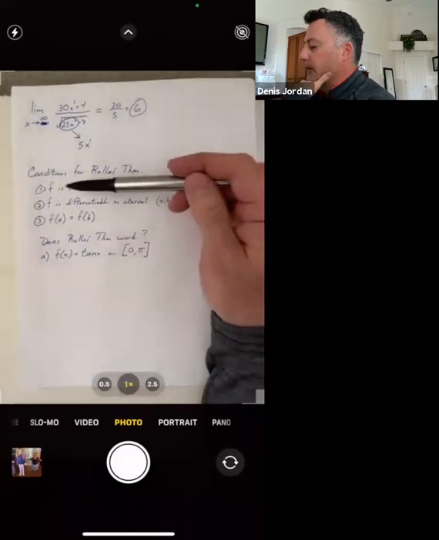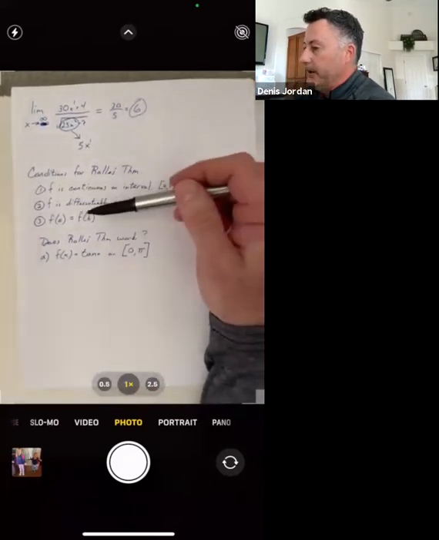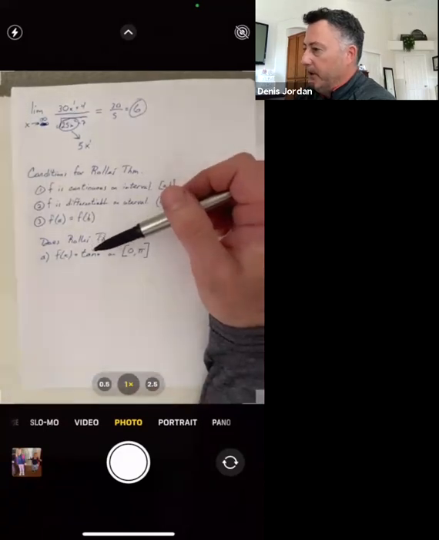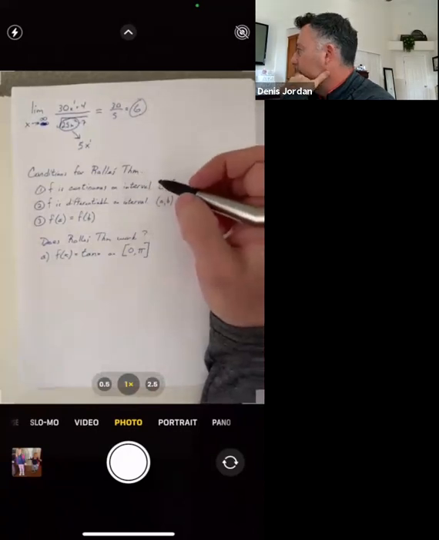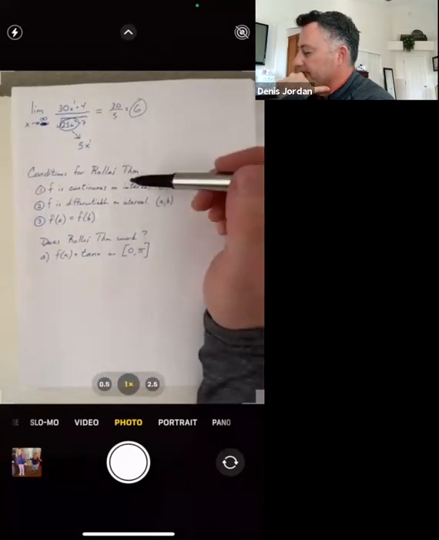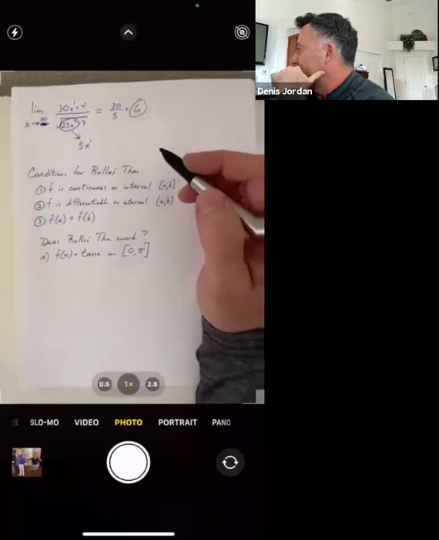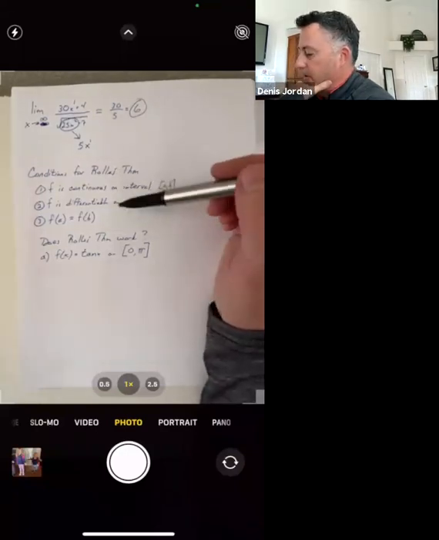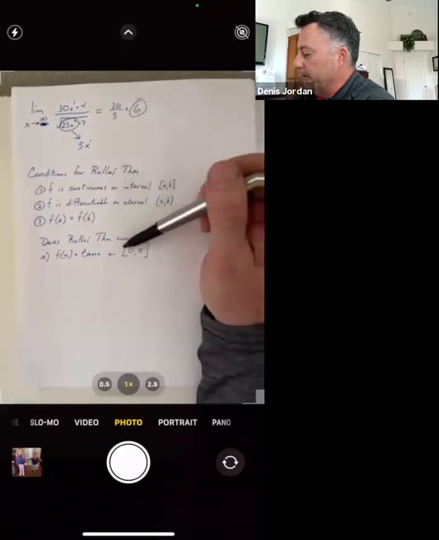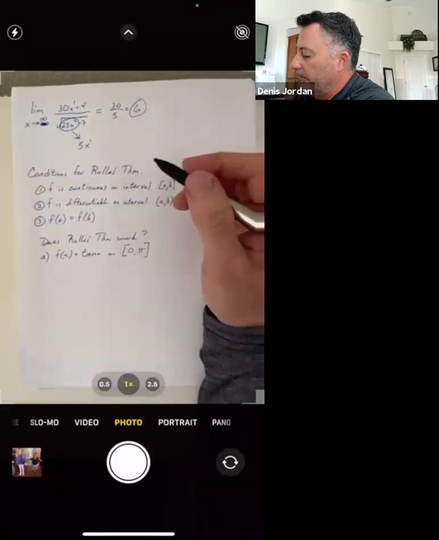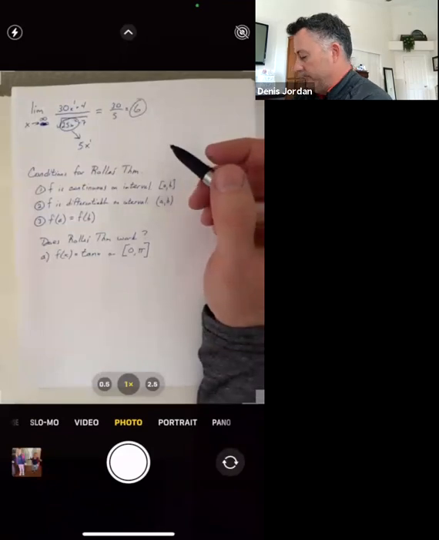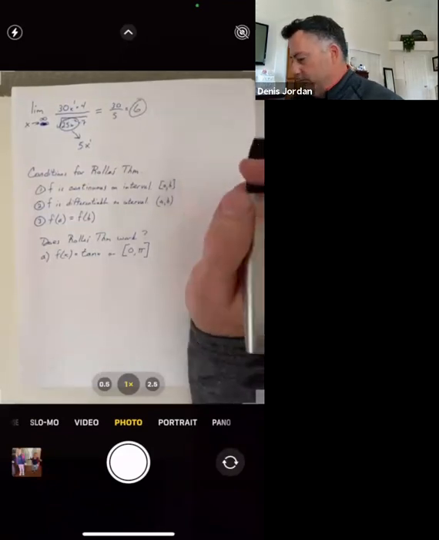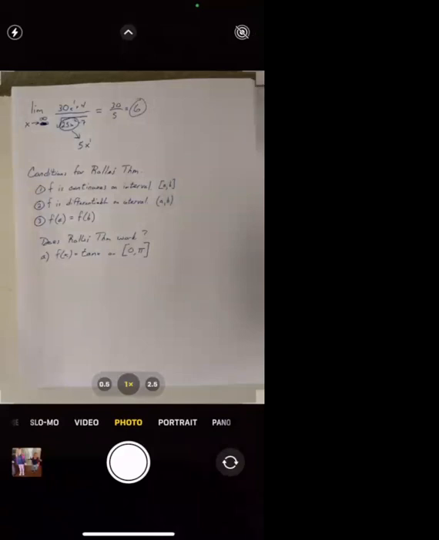So you're just running through your three conditions, and if they all work, the answer is yes. If any of them say no, then your answer is no. So is it continuous on that interval? Yes. Okay.